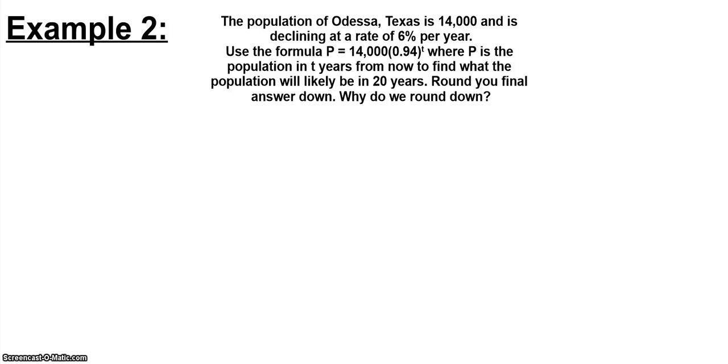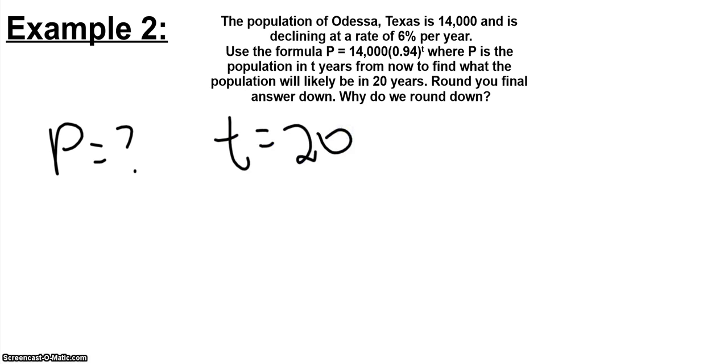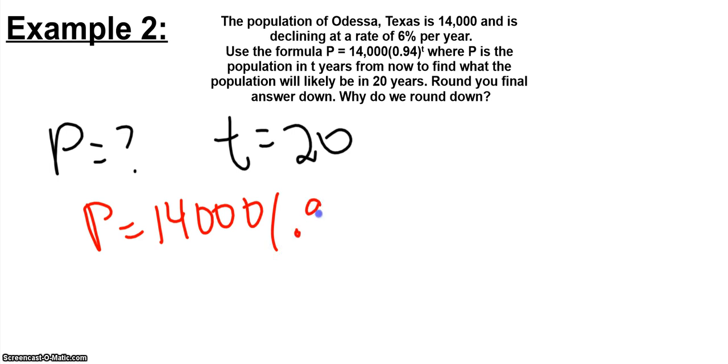All right, so we're looking for P. That's our question. So P equals question mark. And then we have our T. T equals 20. So literally all you have to do is plug it in. So we have P is equal to 14,000 times 0.94 to the 20. Let's type that into our calculator.